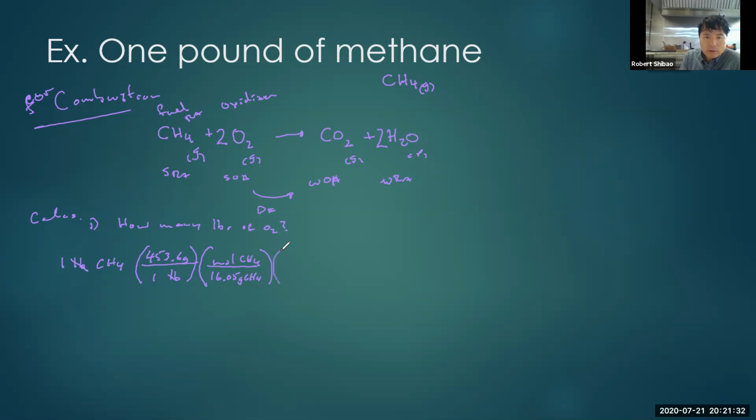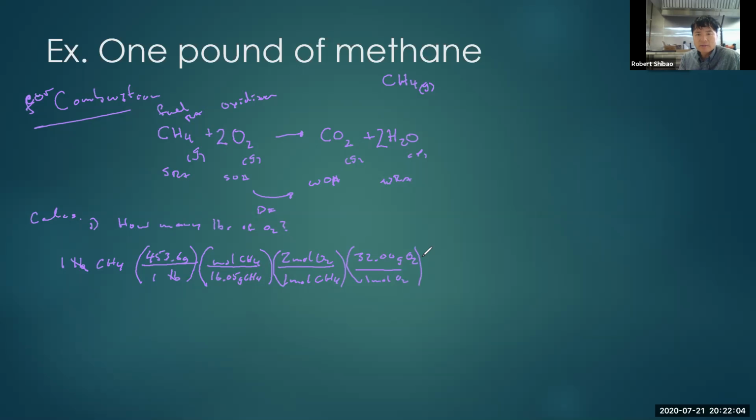And then I do a mole of A to mole of B conversion. What I want to do is a methane to oxygen conversion. And there are 2 moles of oxygen, according to the balanced chemical equation, for every 1 mole of methane here. And so that gives me moles of oxygen. And then from moles of oxygen, I want to go to grams of oxygen. There are 32.00 grams of O2 for every 1 mole of O2.